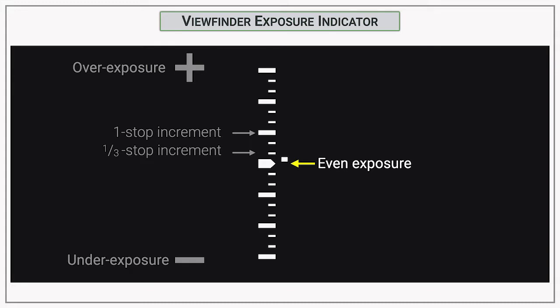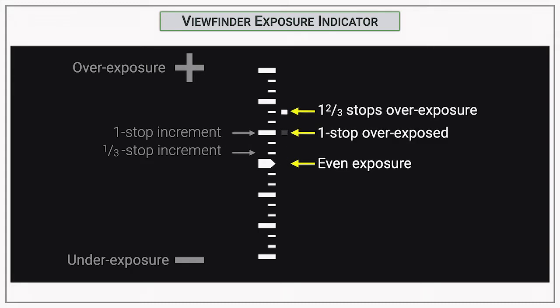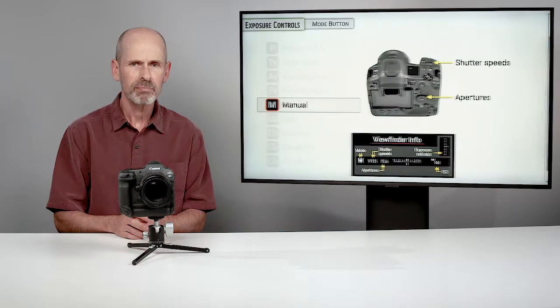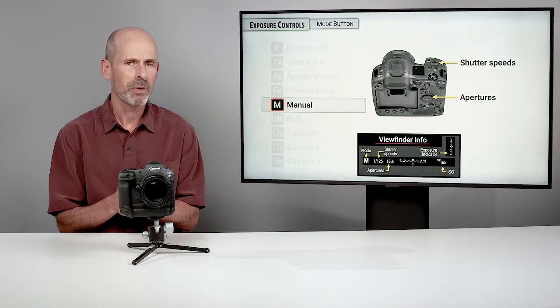All right, we have third stops and 1 stop increments, so you'll know if you're 1 stop overexposed or 1 2/3 stops overexposed. If you go too far, you're going to get an arrow, which indicates that you are more than 3 stops either over or underexposed. And of course, baseline, most of the time you're going to want to try to get that exposure indicator towards the middle, at least to see if that's the right exposure. You'll need to adjust from there as necessary. And so that's how you're going to set up your manual exposure.